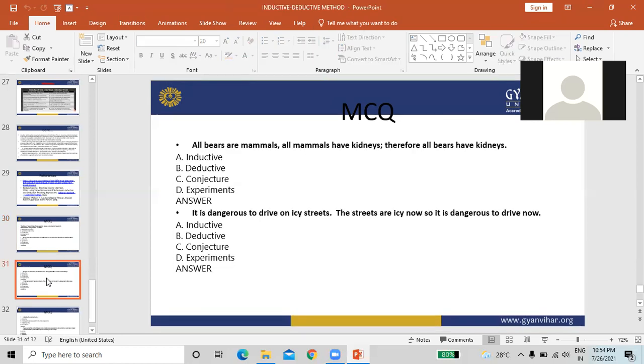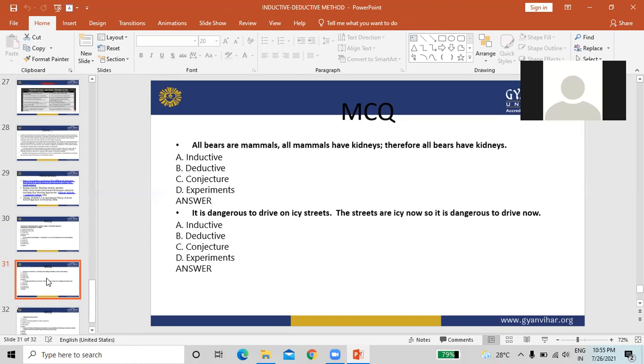Next MCQ. All bears are animals, and all animals have kidneys. Therefore, all bears have kidneys. A, inductive. B, deductive. C, conjunctive. D, experiment. Choose the appropriate answer.